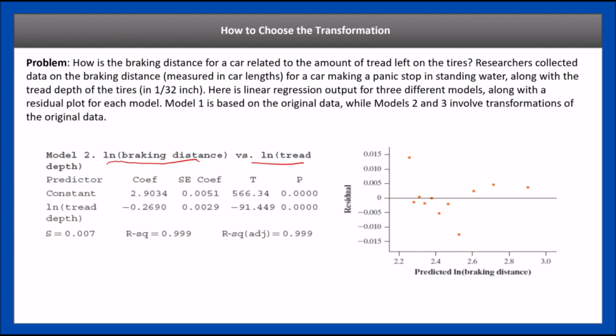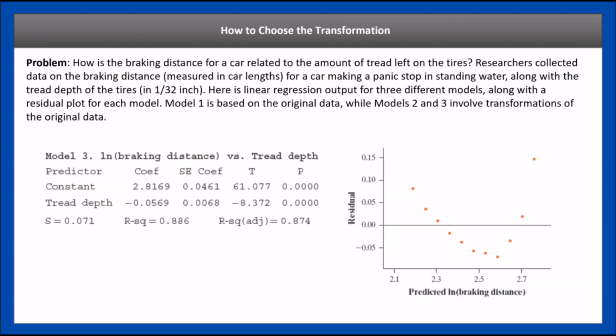We take the natural log of both. And this is braking distance for the car versus the tread depth. So if you know the amount of tread that's left in the tires, how is that related to the braking distance for the car? That is essentially what we're trying to look for here. So look at the residual plot here. That looks more random. It doesn't look to have a pattern like the other one did. So that's something to keep in mind.